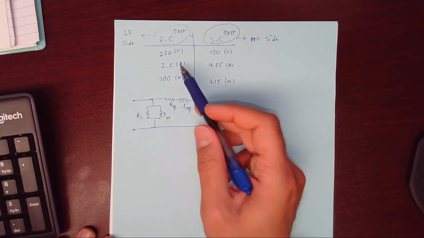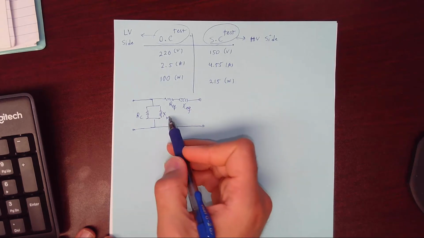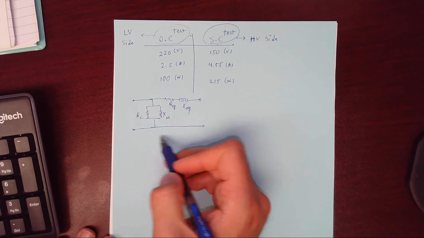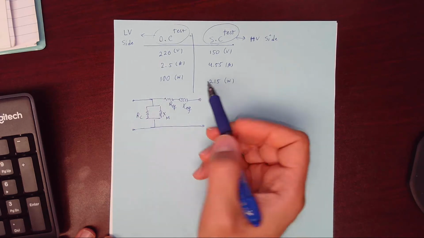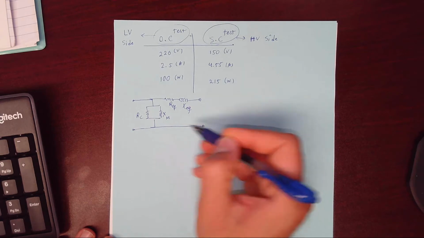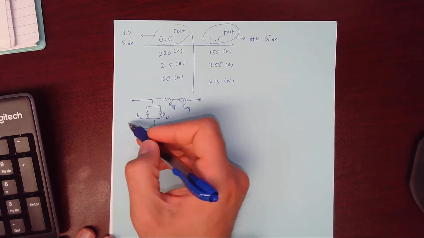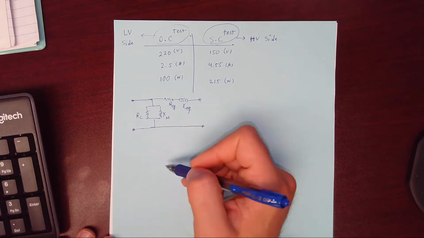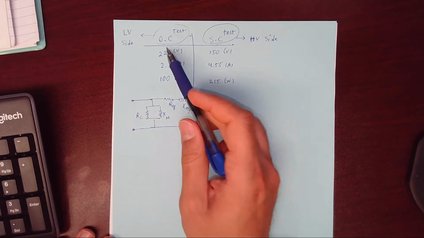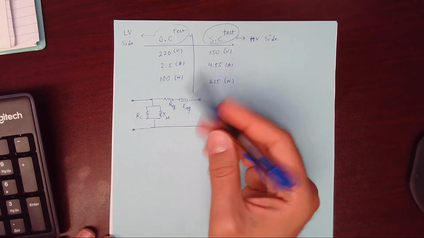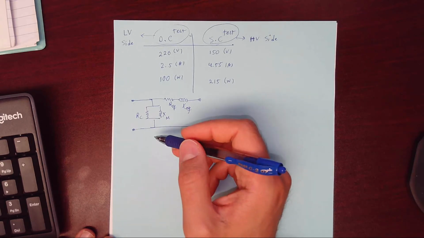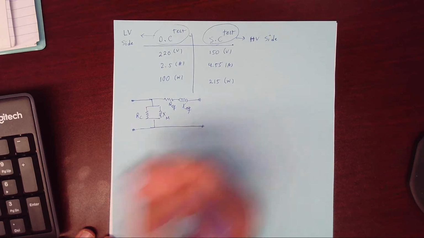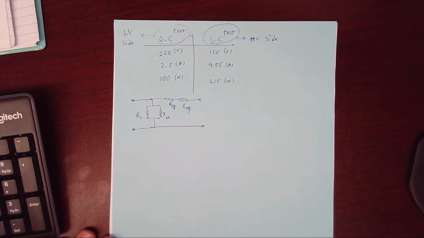Let's say we have a transformer. We don't know anything about the internal parameters of these four components, so we only have access to the primary side terminal and the secondary side terminal, and we want to apply the open circuit test and short circuit test to determine these four parameters: RC, XM, R equivalent, and X equivalent.